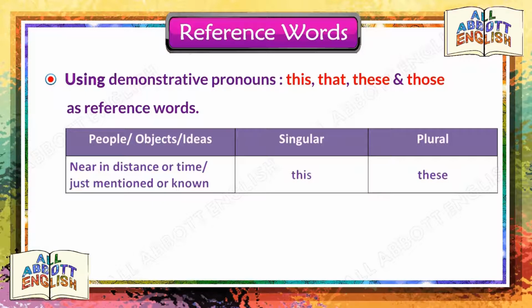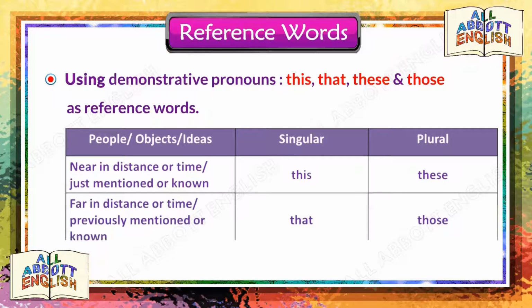We use this and these to talk about things close to us, or what somebody has just said, or what has just happened. We use that and those to talk about things at some distance away, or what somebody has previously mentioned, or something that happened sometime in the past.